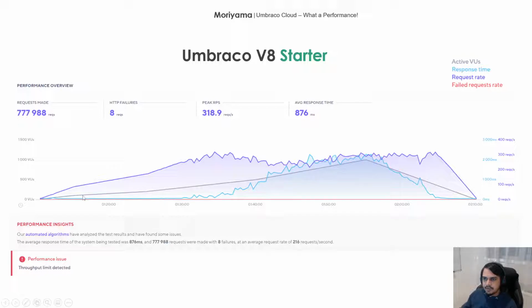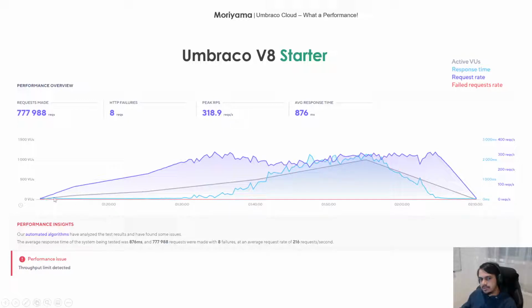The grey line is our virtual users, as explained before, scaling up to 100, then to 500, then to 1,000 up here, and then ramping down again. And then our last one is the request rate, so how many requests K6 was able to make over the duration of the test. Now that you know how the graph is structured, let's have a look at the V8 starter and how it performed.